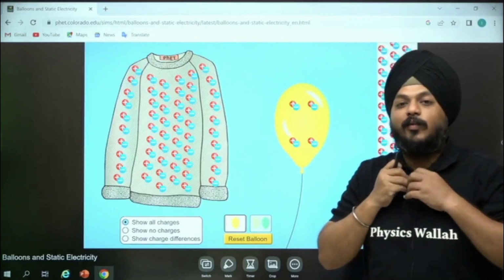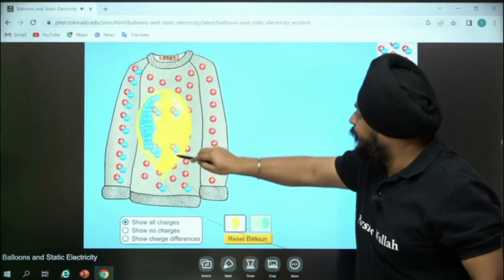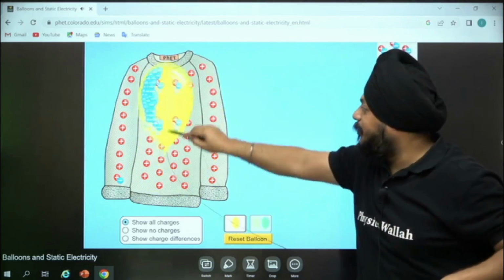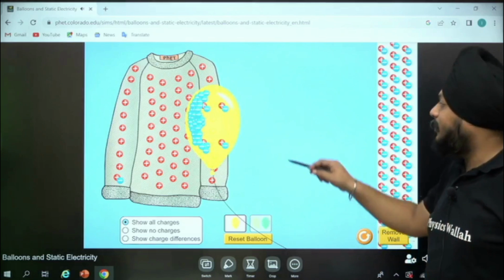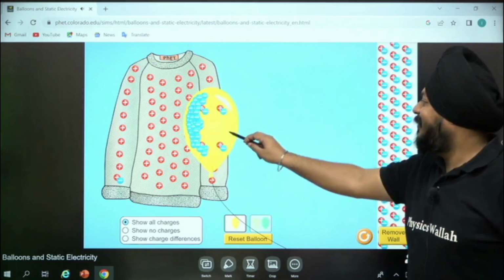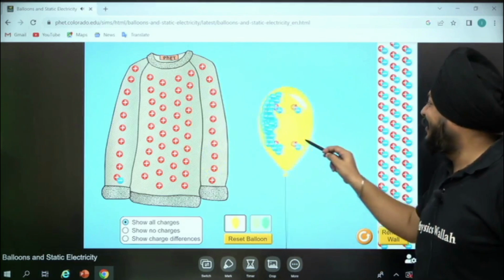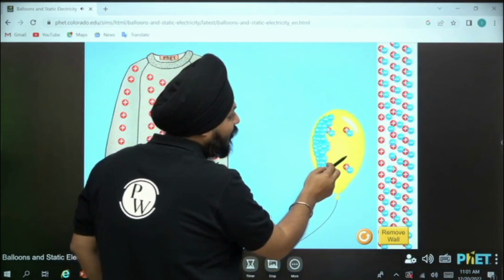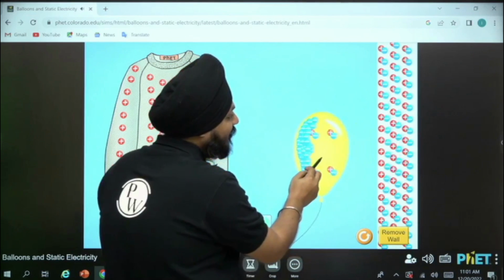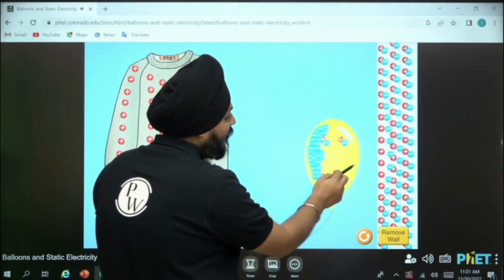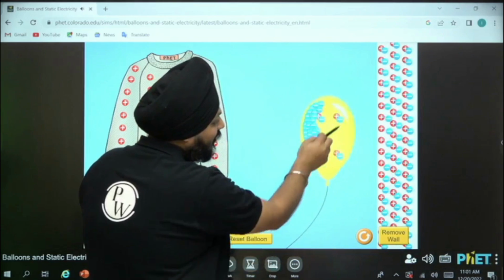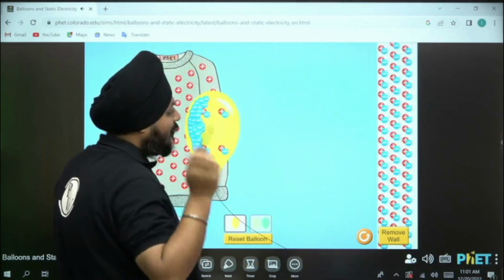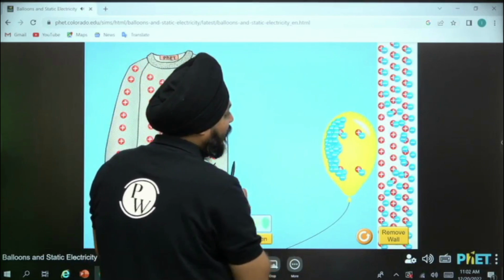So here, what we are going to do is rub the balloon on a jacket. Obviously, it is winter. So I've rubbed it. Now see what happens. What is going on? Now suppose we bring this near the wall, you can analyze all of those negative charges. See the variations. And now suppose I release it. Arey yaar, it got stuck.